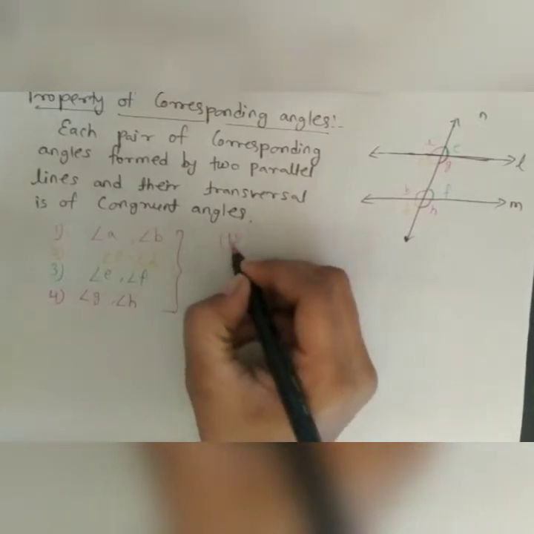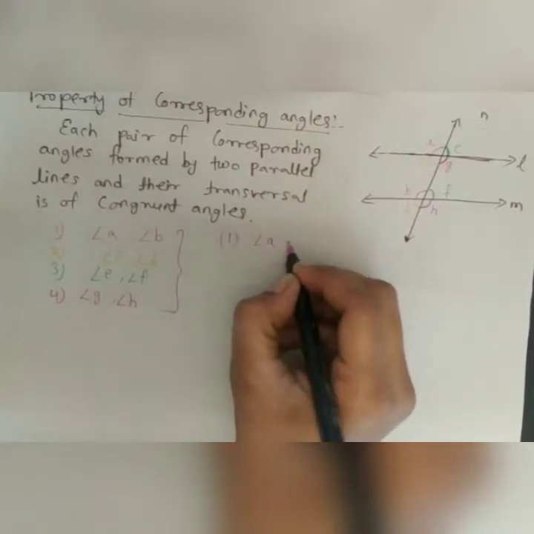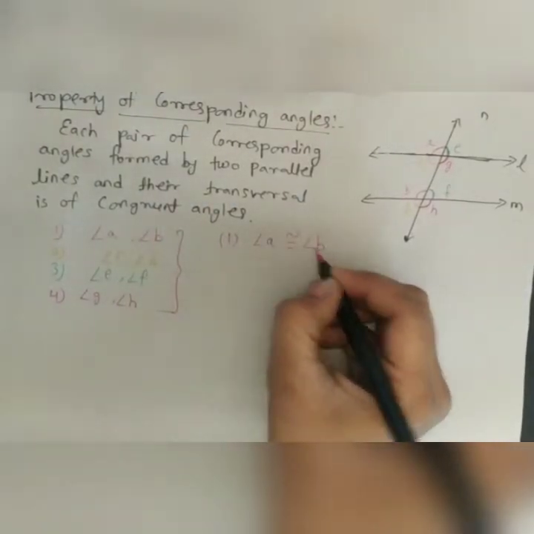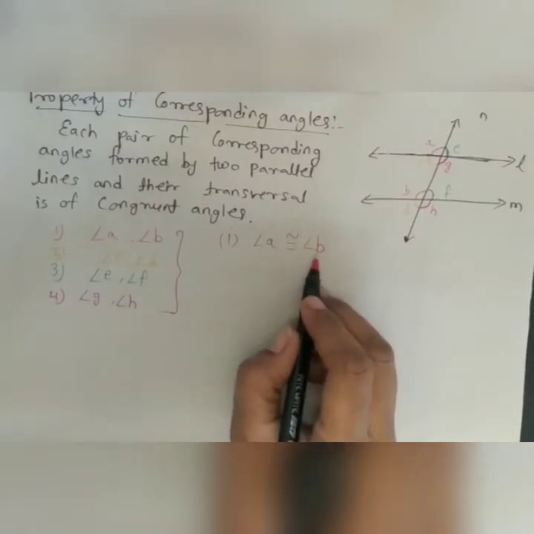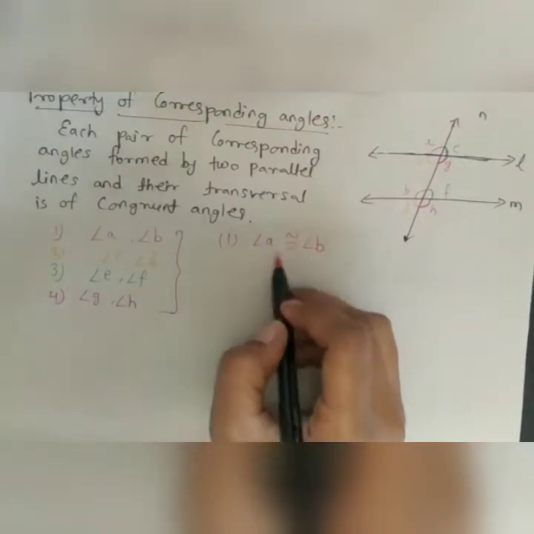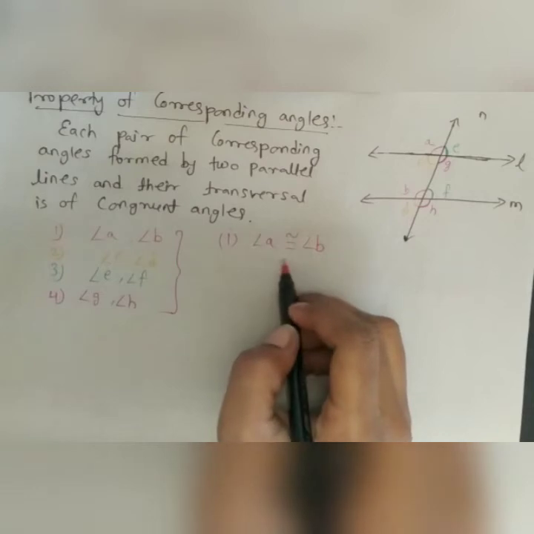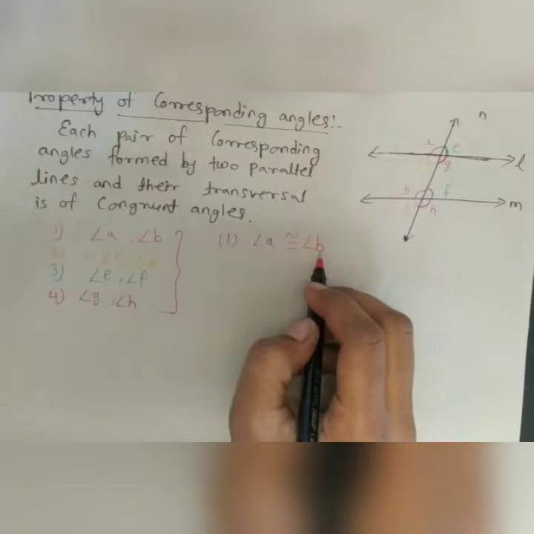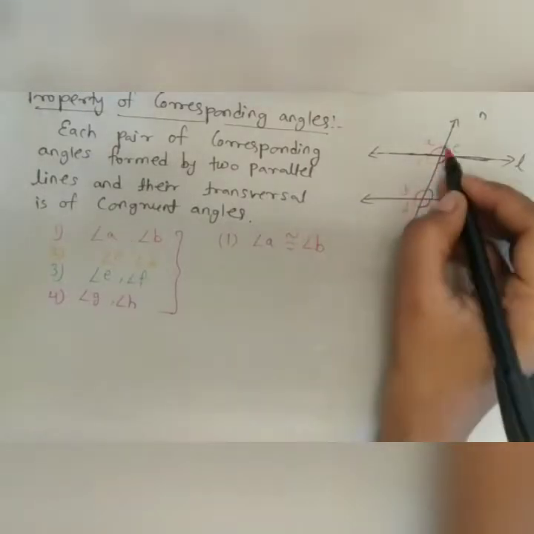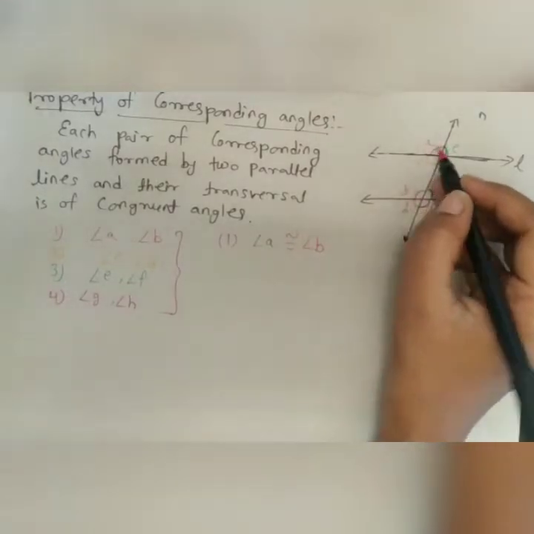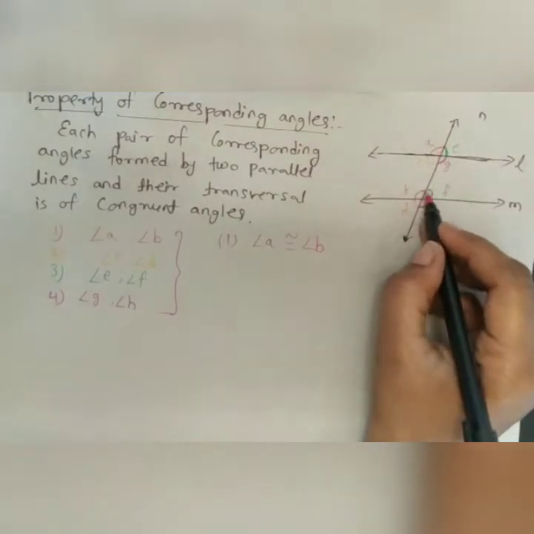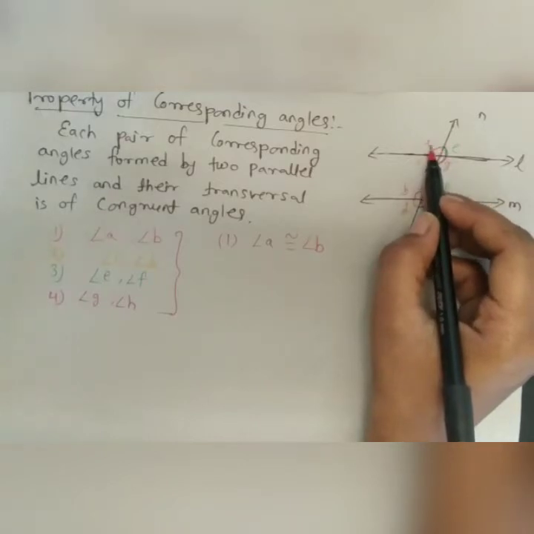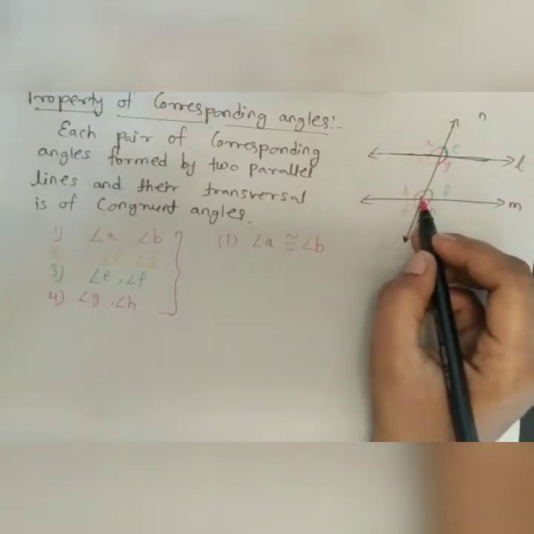It means angle A is congruent to angle B. Angle A is congruent to angle B. This is the symbol of congruent. Congruent means same. Angle A is congruent to angle B. It means that the measurement of angle A is the same as the measurement of angle B. Suppose the measurement of angle A is 30 degrees, then the measurement of B is also 30 degrees.